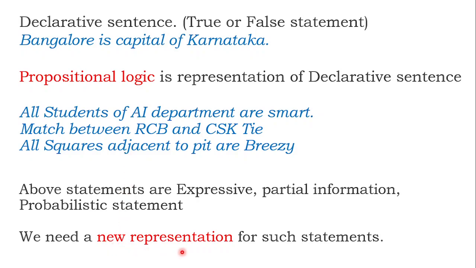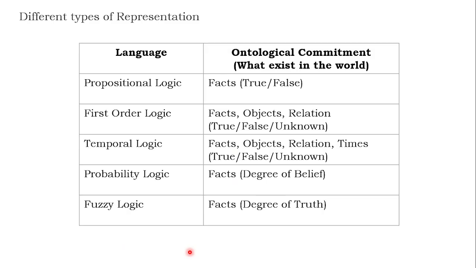Then what is the new representation we have to represent the above statements? Other than propositional logic, we have first order logic, temporal logic which deals with time, probabilistic logic which is nothing but degree of belief, what is the probability that it is true, and fuzzy logic, degree of truth, how perfect the statement is. These are all different types of representation we have, which is the ontological commitment: what we have to communicate to the computer.